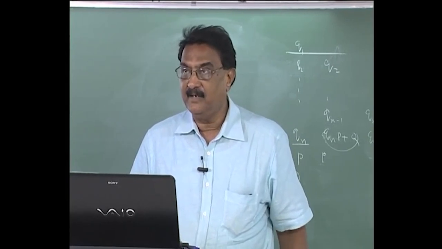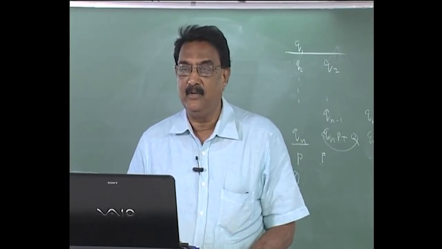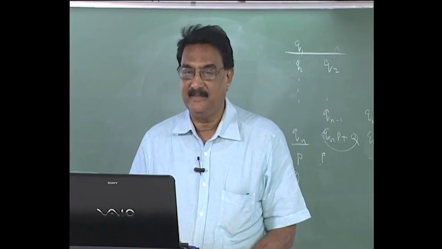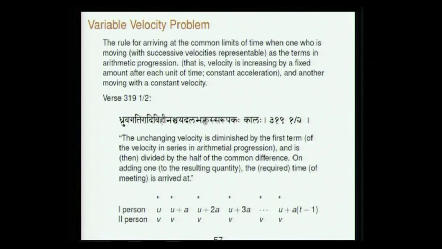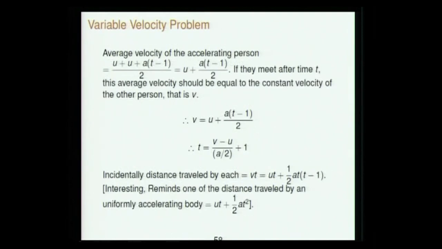That is the constant question everybody asks: how did they do it, or did they write equations? Even the shloka itself will give Rivagati Radhi Vihina Shayadala Bhakta Sarupakaha Kalaha. Sarupakaha is add one. Then you take the difference between them and divide by the chaya, the difference in the arithmetic series, and divide by 2. Then that is the time. That is how they express it.